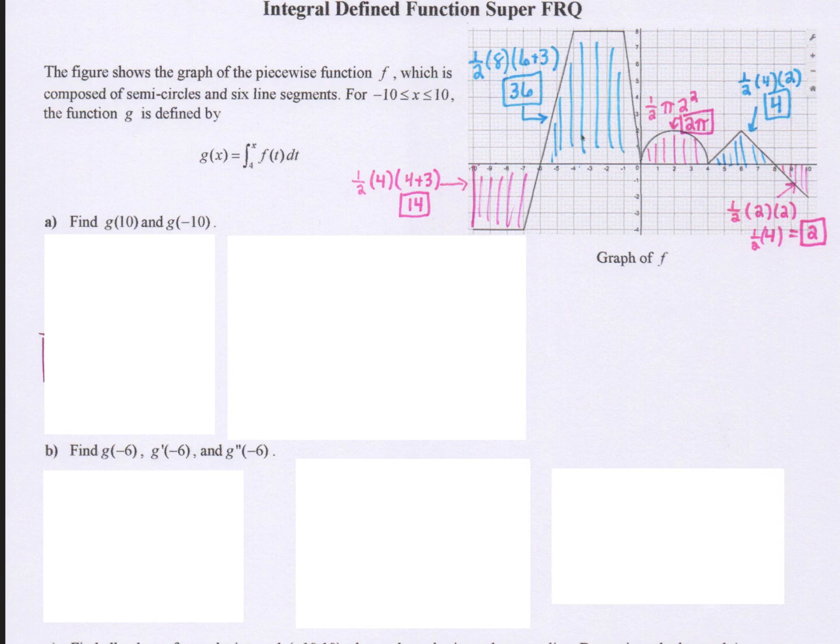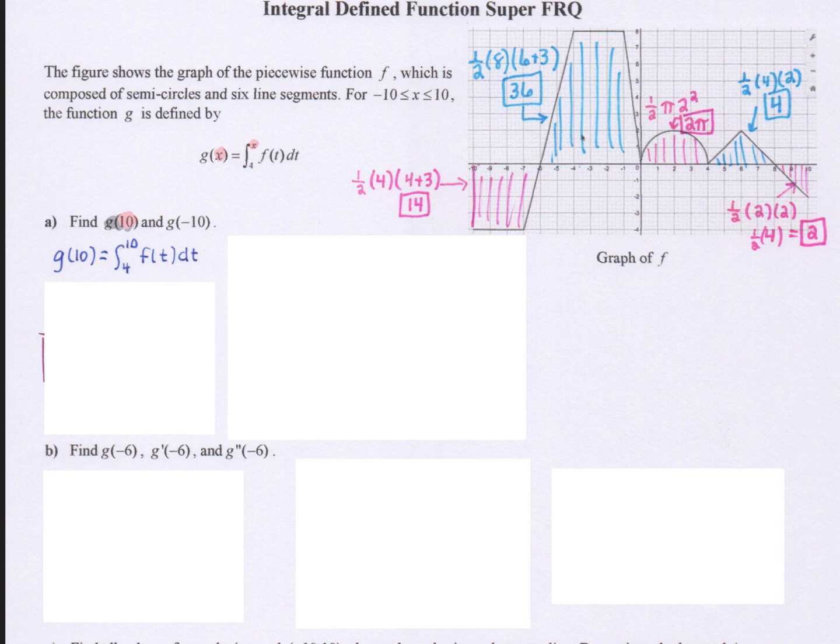On part A, we're asked to find g of 10. And what that means is I go to function g, which is up here, and where I see the x, I'm going to replace it with a 10. Now where that x appears in that function is that upper limit. So I just replace that upper limit with a 10, and now my job is just to evaluate this integral from 4 to 10 of f.